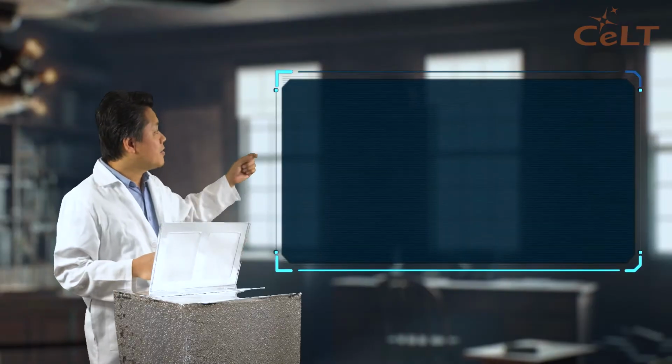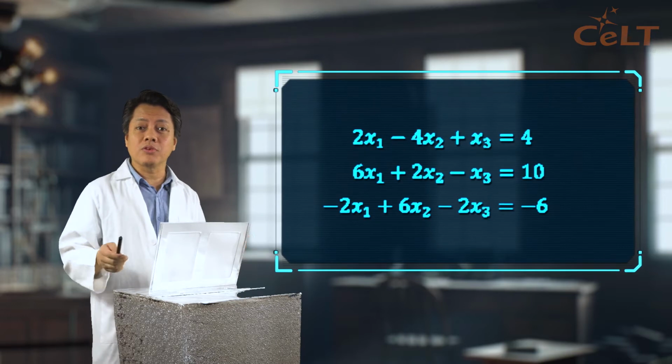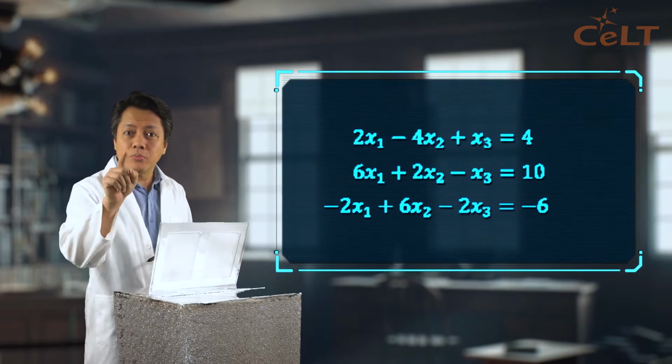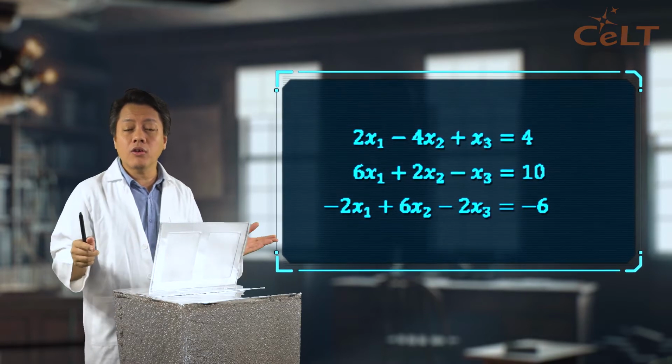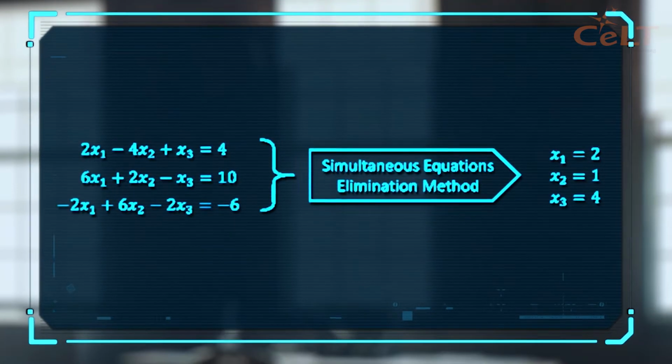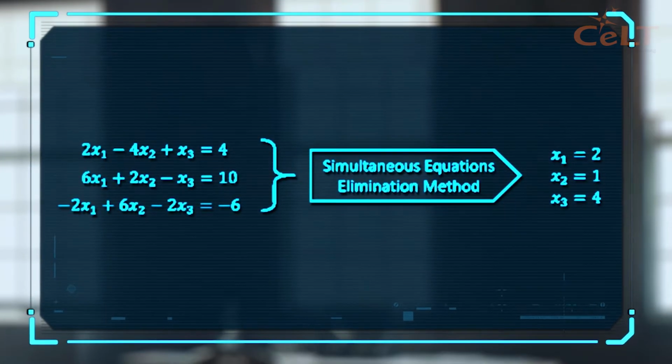On the screen right now are three simultaneous equations with variables x1, x2 and x3. Would you be able to solve this problem and find the value of x1, x2 and x3? I'm sure you can do it. You can do it in just 3 minutes. This problem is easily solved using the simultaneous equation elimination method. And that is the answer.